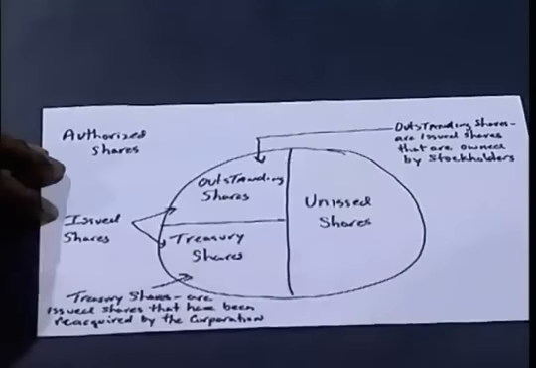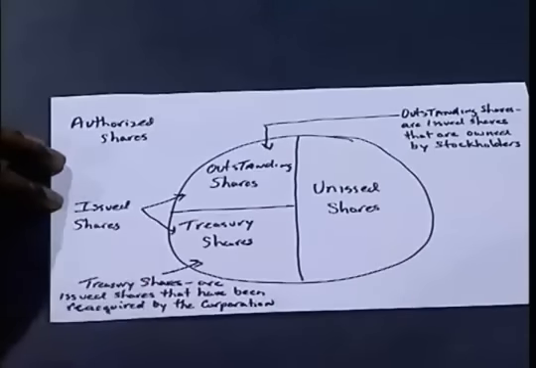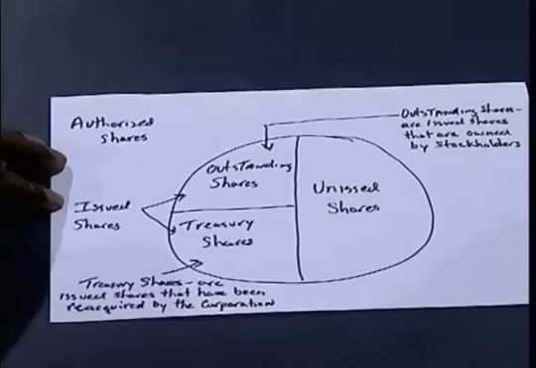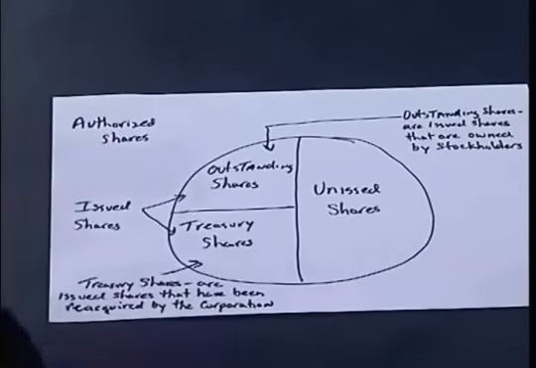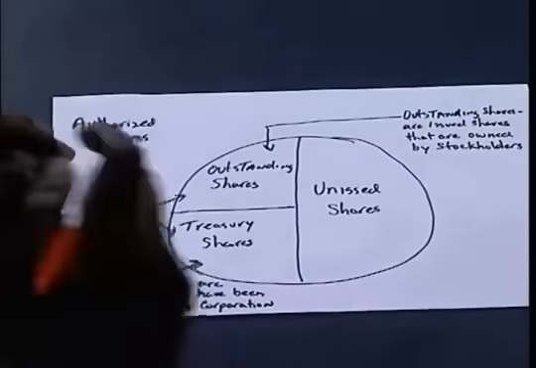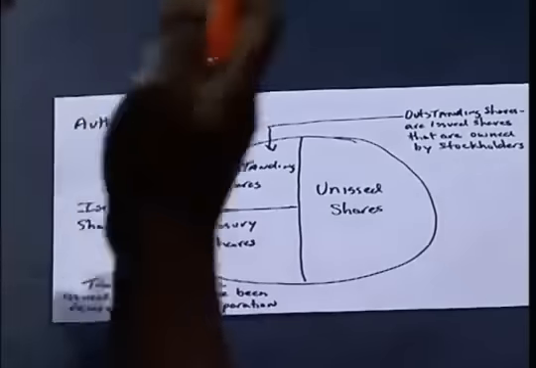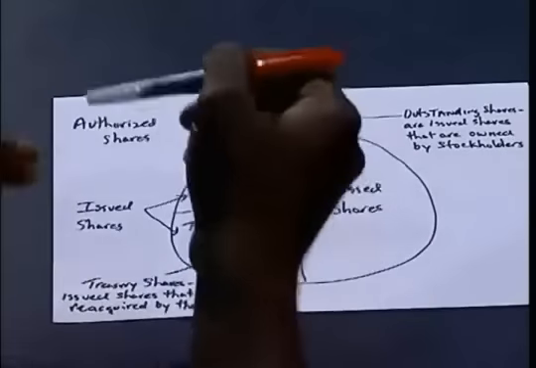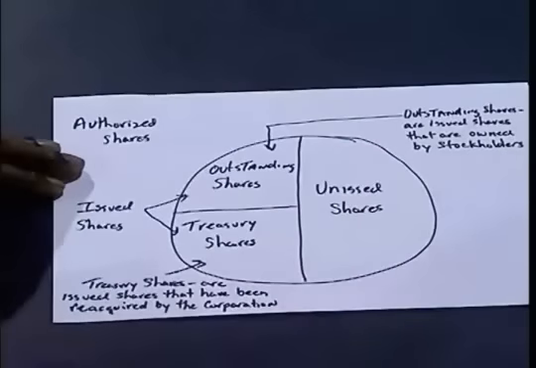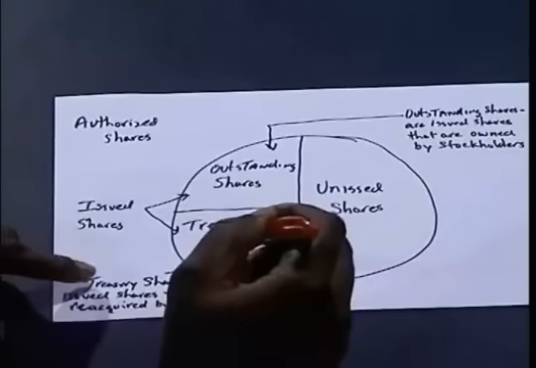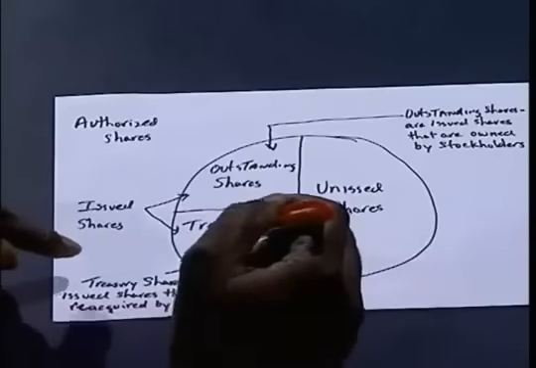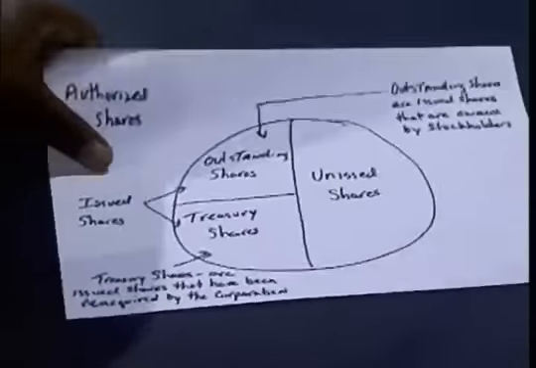Then you have what they call treasury shares. Treasury shares are issued shares that have been reacquired by the corporation. Of course, we already talked about the unissued shares. That is, once you issue shares, they become outstanding. When the company decides to buy them back, because the company can repurchase the shares, they become what they call treasury shares. They're no longer outstanding, but they're issued.